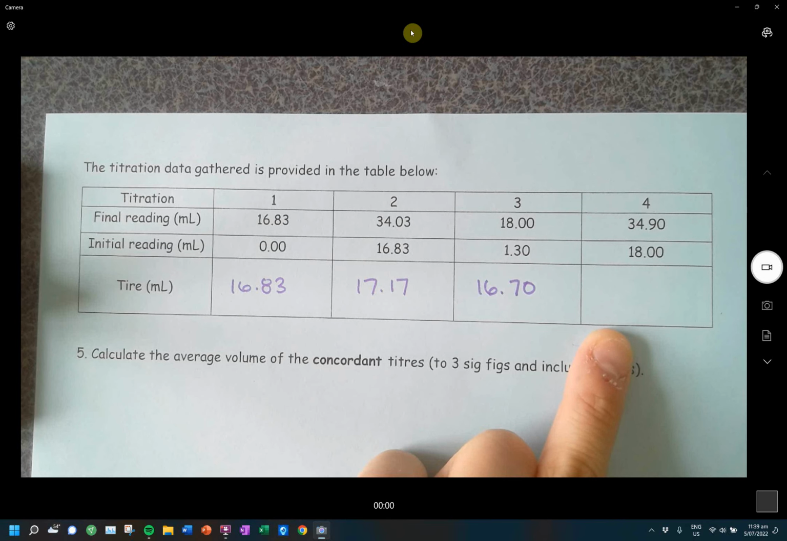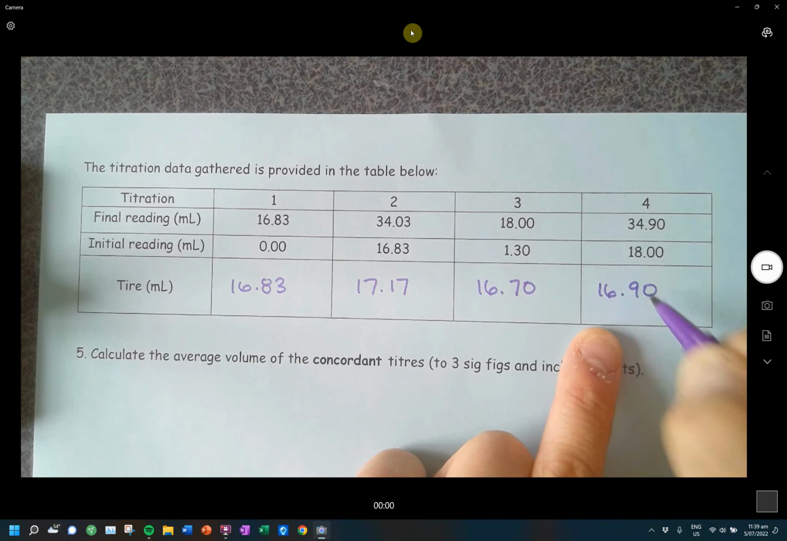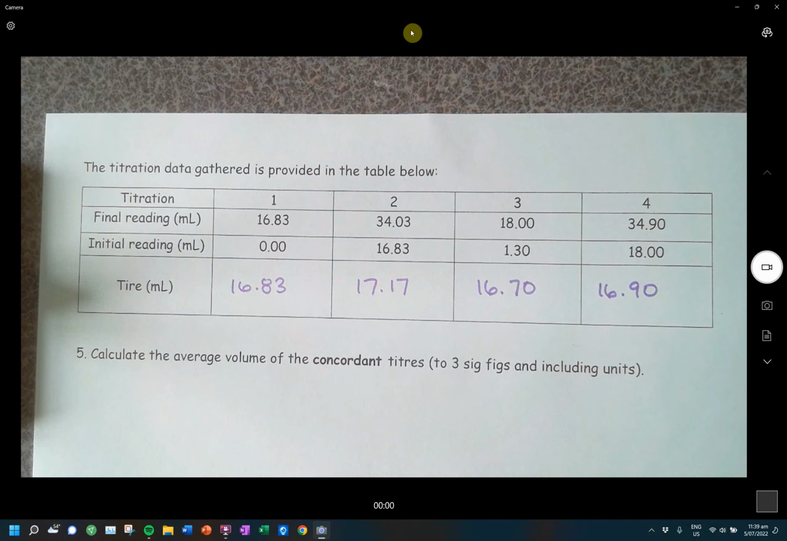And then we have 34.9 minus 18, and that gets me 16.90. Are we good with that so far?